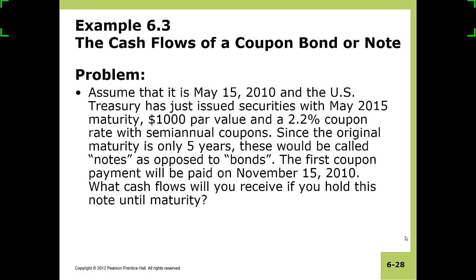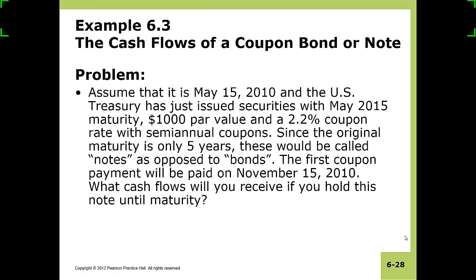So here is a problem. We'll give this a shot. We'll work through this, and then you can pause it, and I believe we have some problems that we can work on from the book. All right, assume it's May 15, 2010. The U.S. Treasury has just issued securities with May 2015 maturity. So it's 5-year, $1,000 par value, and a 2.2% coupon rate with semi-annual coupons. Since the original maturity is only 5 years, these would be called notes as opposed to bonds. The first coupon payment will be paid on November 15, 2010 because it's semi-annual, so every 6 months there's a payment. So what cash flows will you receive if you hold this note to maturity?